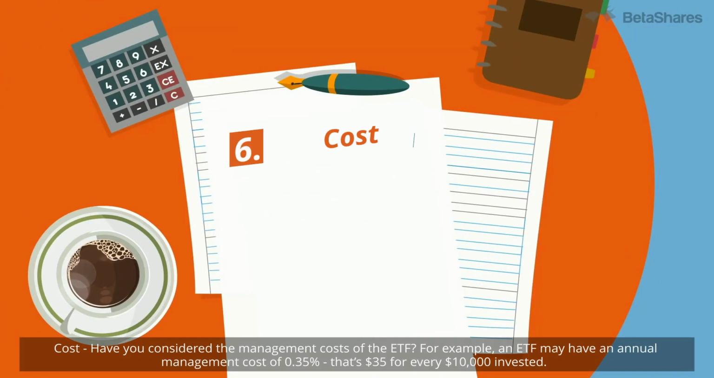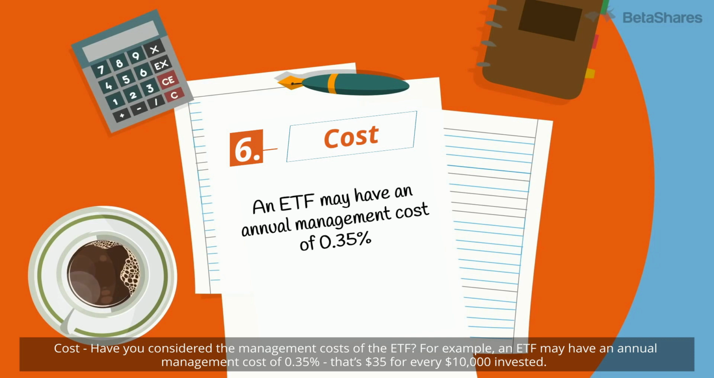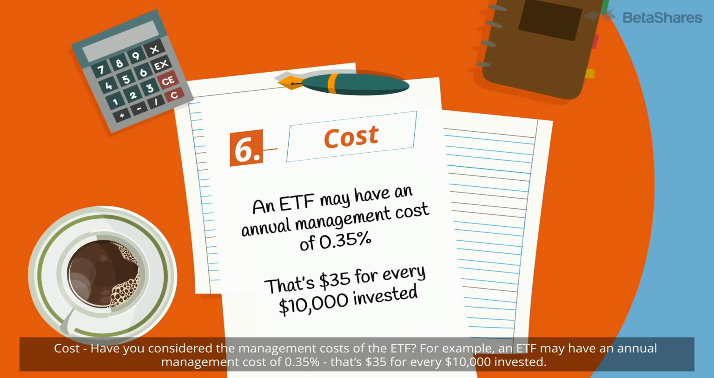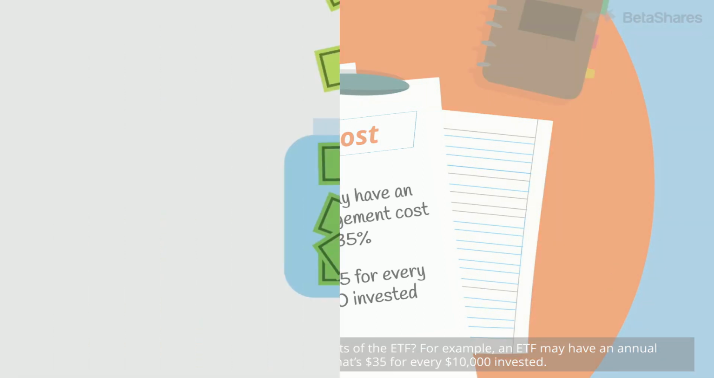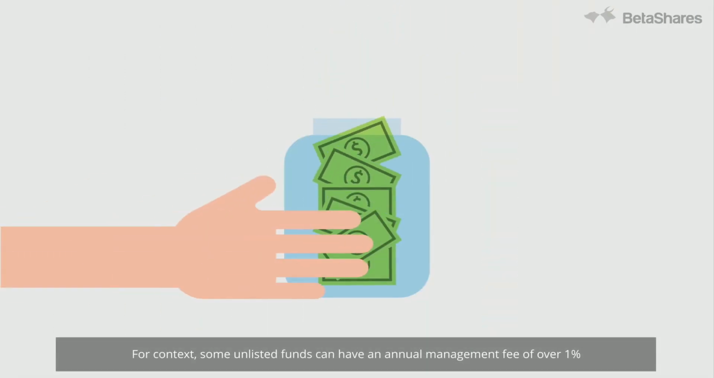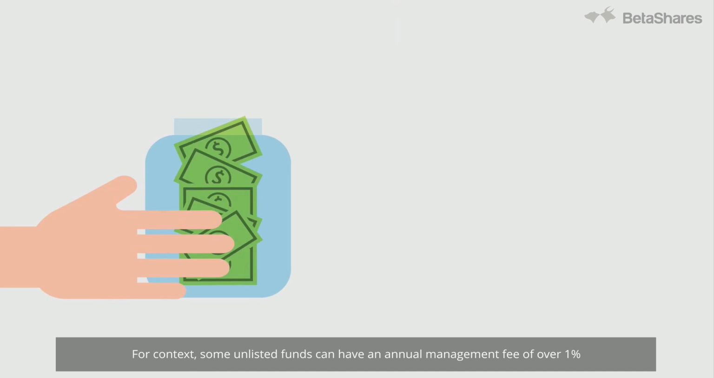Cost. Have you considered the management costs of the ETF? For example, an ETF may have an annual management cost of 0.35%. That's $35 for every $10,000 invested. For context, some unlisted funds can have an annual management fee of over 1%.